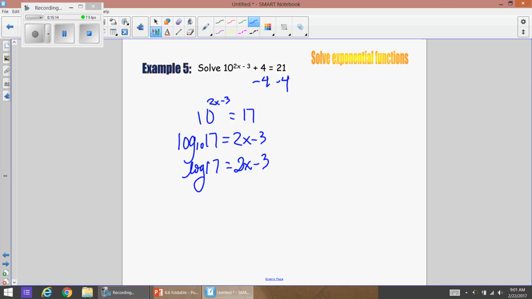Now, it's just a math problem. We're solving to get that x by itself, so we're going to add 3 to both sides. You are not allowed to touch that 17. You simply add the 3 over there.